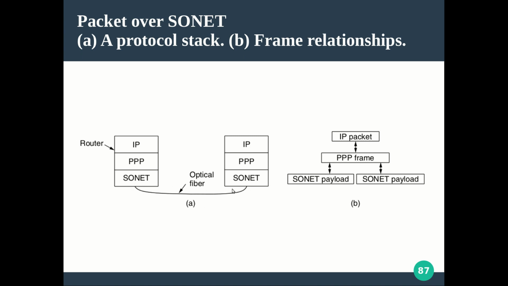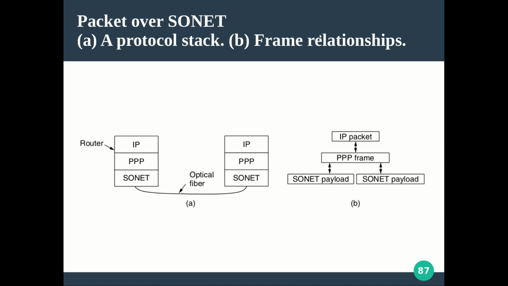So SONET is now working in the physical layer, and on top of that we have the data link layer where we are using the point-to-point protocol, and on top of it we have the Internet Protocol, which is used as the network layer protocol. So this completes the layered architecture, or the protocol stack, in a typical router. Similarly, the same kind of stack you can see at the receiver side router also.